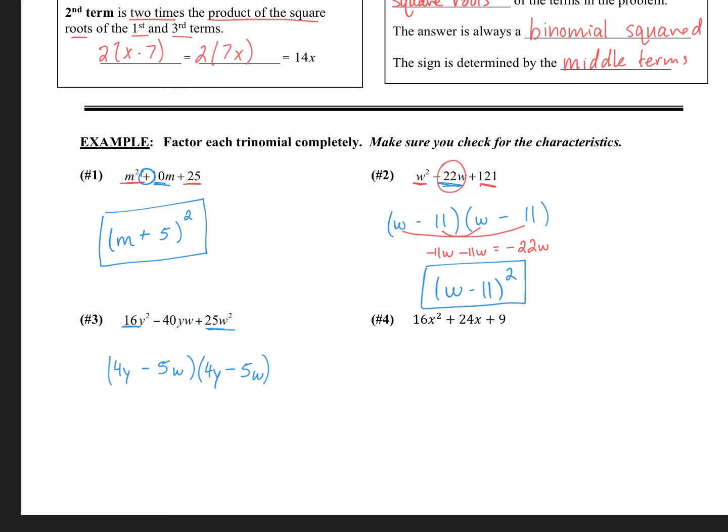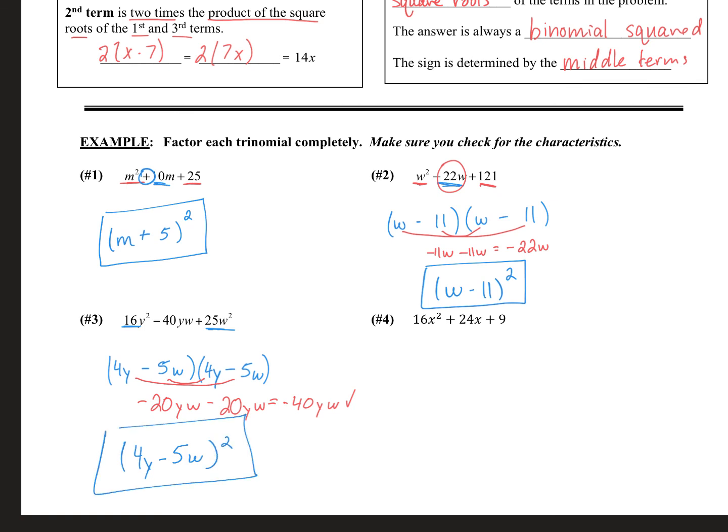So let's just check our answers here to see if we're going to actually get that middle term. So we'll start by doing negative 5w times 4y, so that gives us negative 20yw. And then we're going to do 4y times negative 5w, which also gives us negative 20yw. We add those together, we get negative 40yw. Okay, so that works out. So because that works out, we can write our final answer as 4y minus 5w squared.